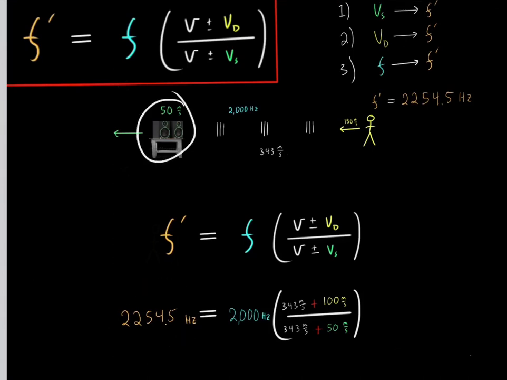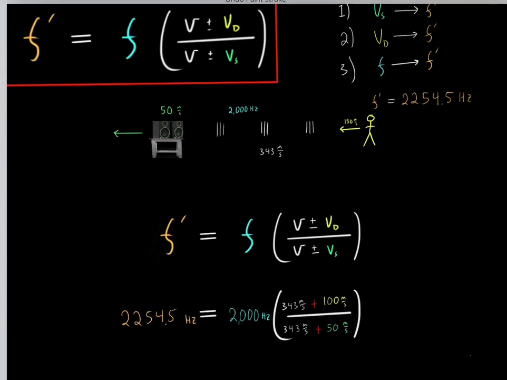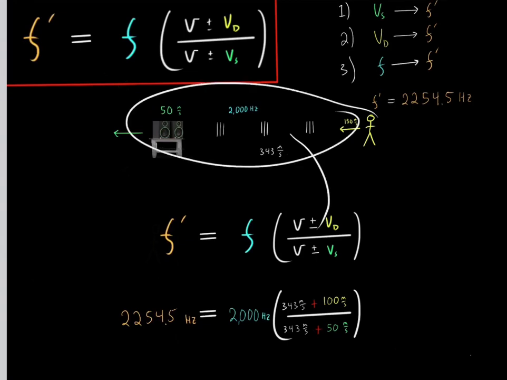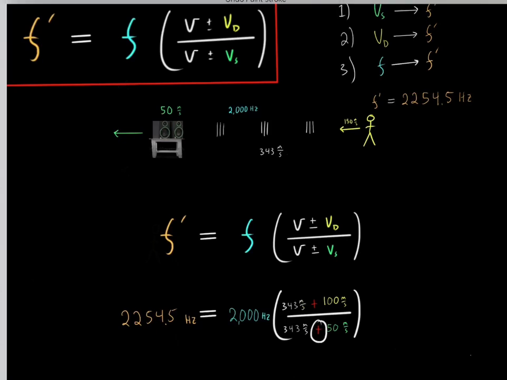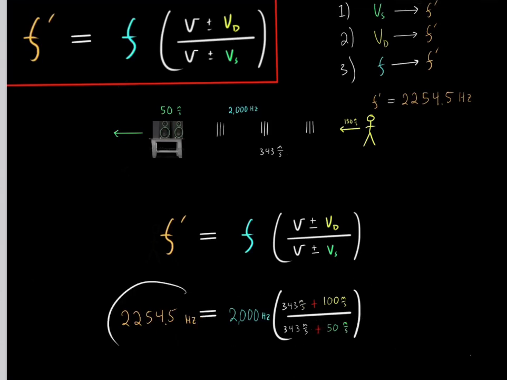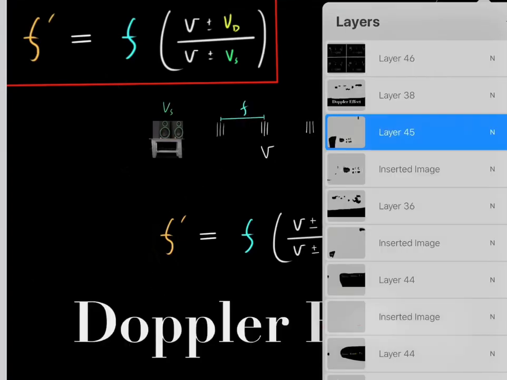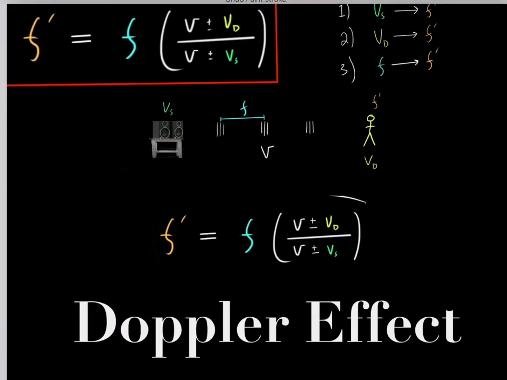But what about the velocity of the source of sound? Well, if it's moving away, that should decrease the frequency perceived by this detector. So how do we take the velocity of the source of sound to decrease the frequency? Well, we have to add it, because if we add it, that increases the denominator, which will decrease this fraction, which will play a role in decreasing the frequency perceived. So again, you just plug in the variables, and if you think about it, you'll realize this is positive and this is positive. So then just do the math and you get an answer of 2,254.5 hertz as the frequency perceived by this detector. So again, that's the Doppler effect, and this is the Doppler equation.